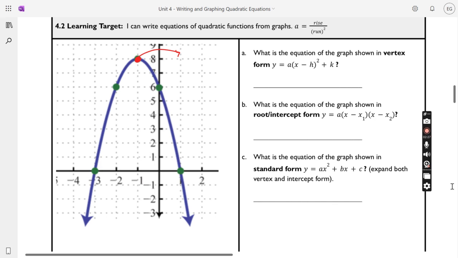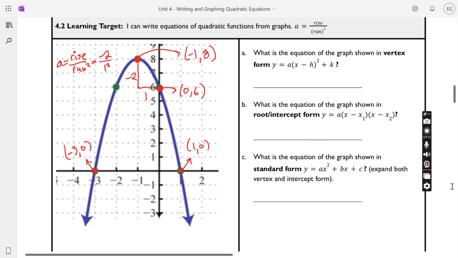So I see the vertex right there. It's to the left 1 and then up 8. I see we got x-intercepts at -3 and at +1. Finally, it doesn't hurt to find the y-intercept at 0, 6. Finally, we got to remember that a value, meaning we start from the vertex, then we go to the next point there. We go down 2, then 1 to the right. So we go down 2, 1 to the right, like this.